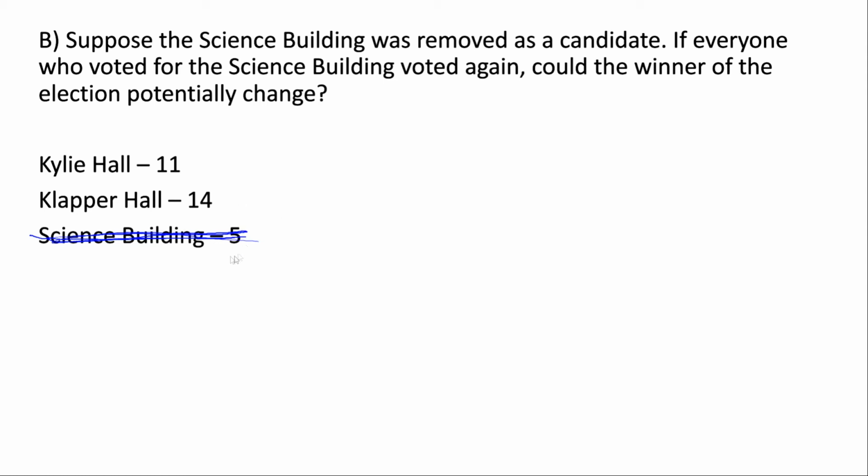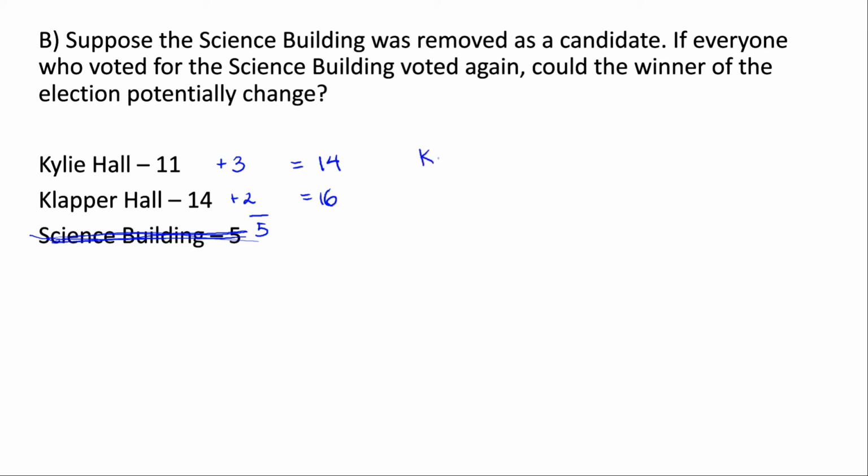So these 5 people are now going to be forced to either vote for Kiely Hall or Klapper Hall. Maybe we have a situation where, let's say, 3 of them vote for Kiely and 2 of them vote for Klapper, right? That's still 5 votes we're adding on. And then in this case, we would end up with 14 votes, and here we would end up with 16 votes. Klapper Hall would still win.